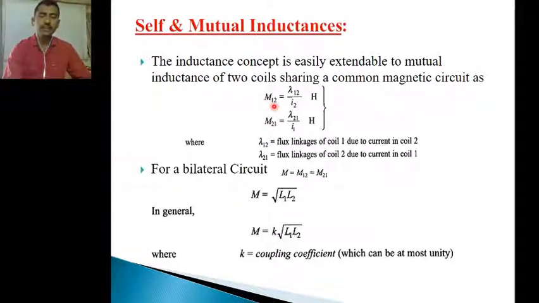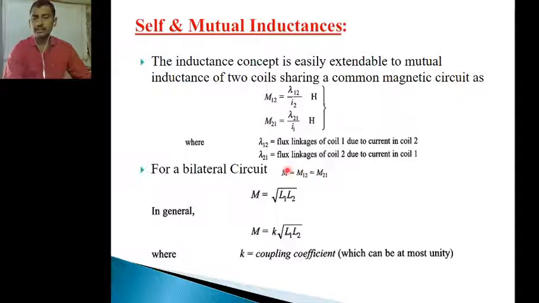So the formulas for M12 and M21 are lambda 12 by I2 and lambda 21 by I1, where lambda 12 and lambda 21 are the flux linkages. Normally this lambda 12 and lambda 21 are almost equal. Why? Because the flux linkage of one coil from the other coil is the same as the flux linkage of the other coil on the first coil. So normally our M12 and M21 are also the same.